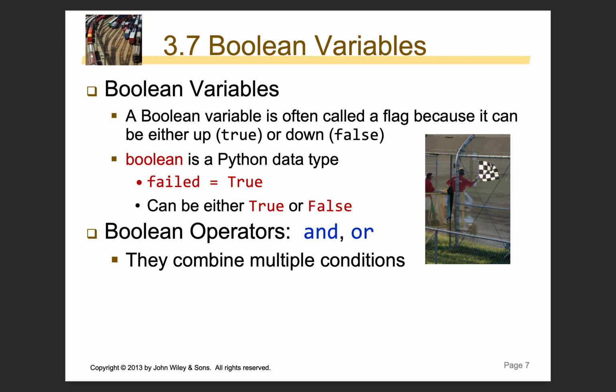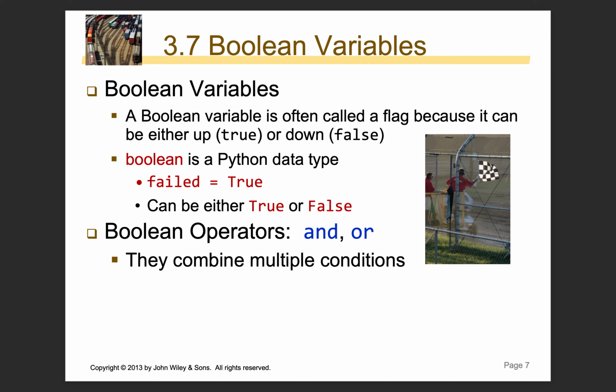And this leads us on nicely to Boolean variables. Okay, so we've mentioned different data types in other sessions. We might have even mentioned the Boolean data type in other sessions, but we're going to focus on it for a little bit here. So a Boolean variable is often called a flag because it can either be up, which is true, or down, which is false.